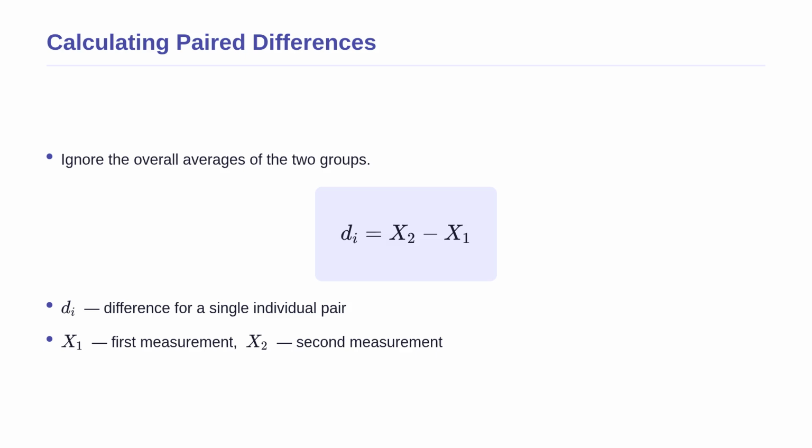The very first step in a paired test is to completely ignore the overall averages of the two groups. Instead, we calculate the difference, denoted by the letter D with a subscript i, for every single individual pair of data points. We subtract the first measurement, x1, from the second measurement, x2, for each person. We do this for every person in the study, creating a brand new single list of difference scores to analyze. If a person's score increases, the difference is positive. If it decreases, it is negative. This isolates the exact effect of the treatment.